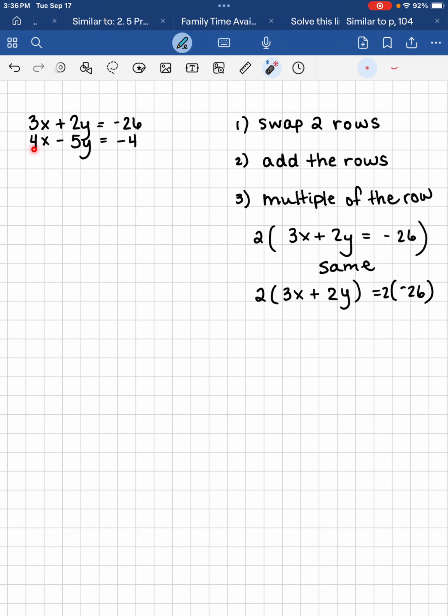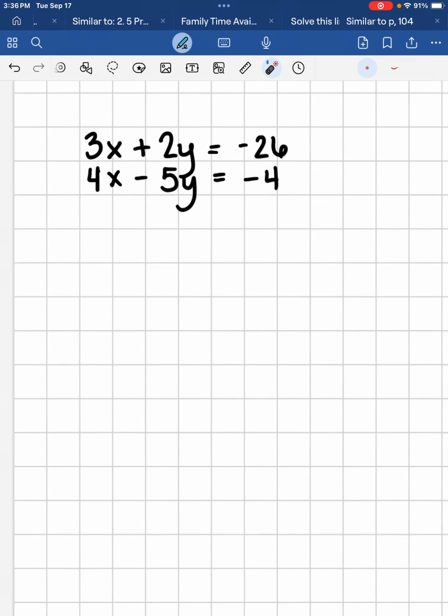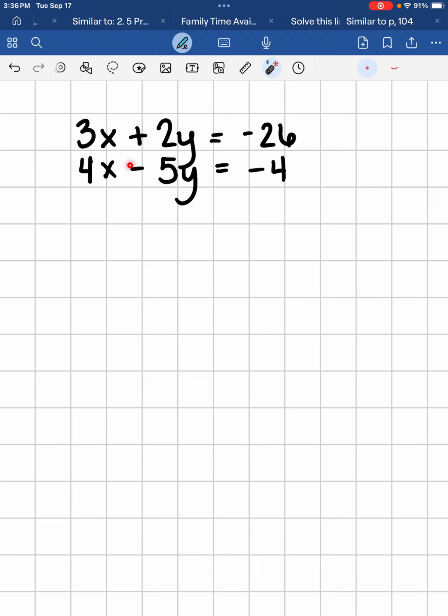But similarly, you could do 3 times 4 and get 12 and say to yourself, okay, I'm going to multiply this equation by positive 4 to get 12x. And then I'm going to multiply this equation by negative 3 to get negative 12x. And then I would have a 12 and a negative 12, which would add together and make 0, thus accomplishing my goal.